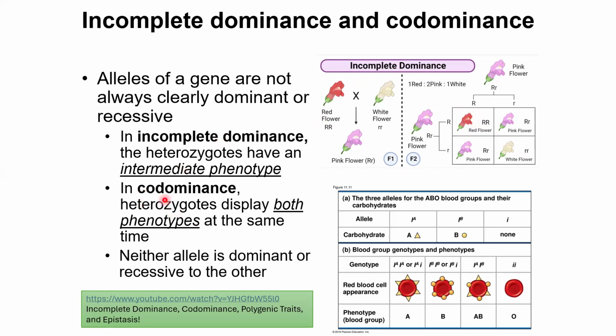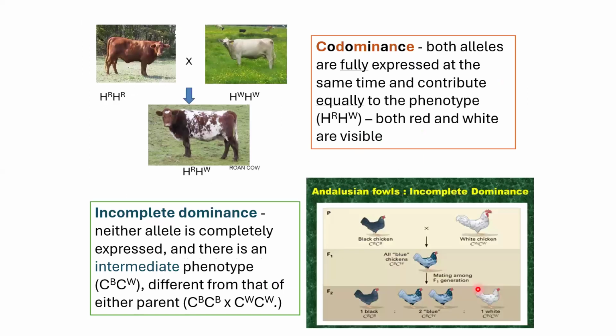But with codominance, the heterozygotes end up with both phenotypes at the same time. So it's not dominant or recessive to the other. An example for that one is the blood types, where A and B are dominant over O, but when we put them together like AB blood type, A and B are not dominant over the other. They are codominant, so they display both antigens.